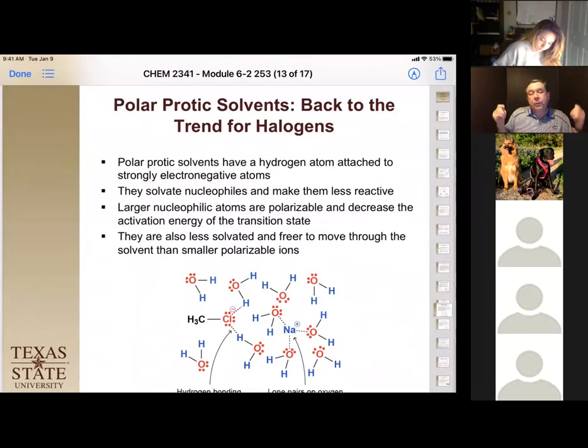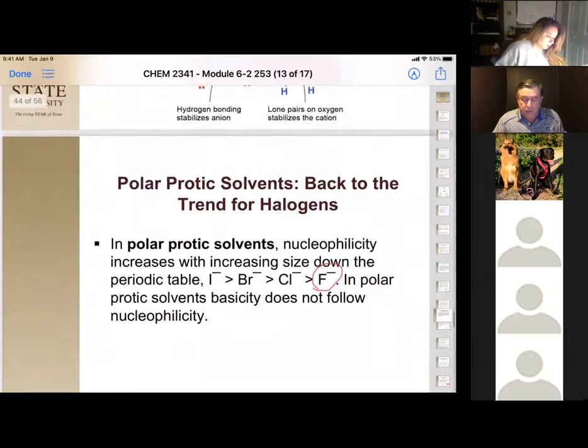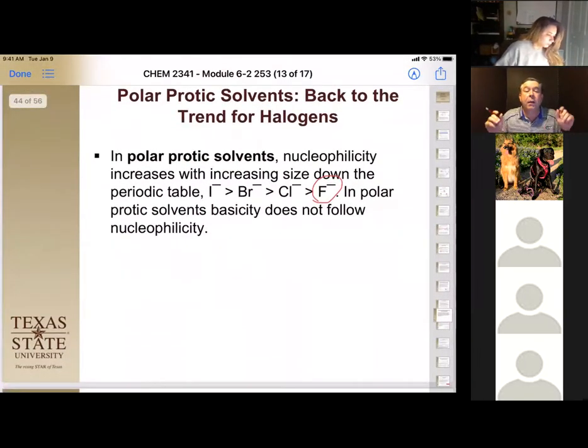So the problem is that in halogens, it's actually reversed when we go from a polar protic solvent to a polar aprotic solvent. In the polar protic solvent, we're looking at that hydrogen bonding around the small ion is stronger than the hydrogen bonding around the larger ion, the iodine. However, if we go to a polar aprotic solvent, we now only have that dipole interaction. And so that dipole interaction is not as strong. And it turns out that it reverses the trend. In polar protic solvents, iodine is more nucleophilic because it's less tightly bound, okay?